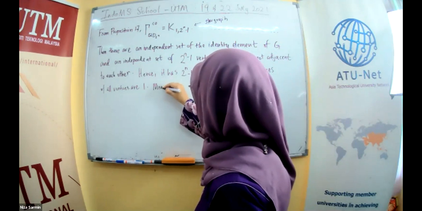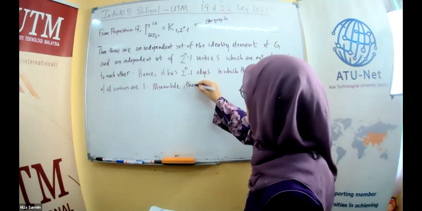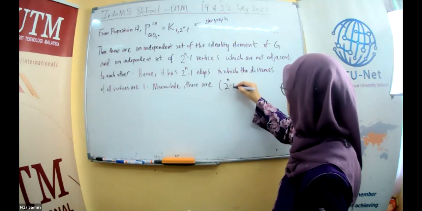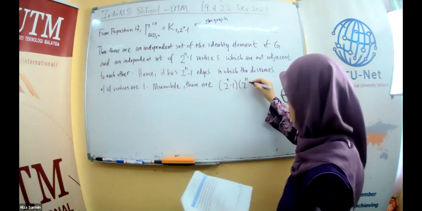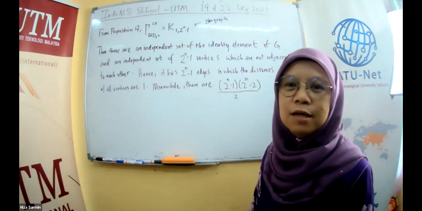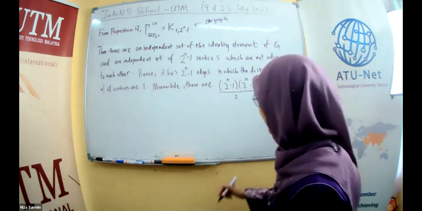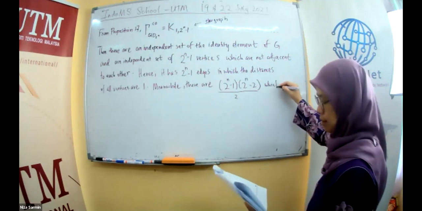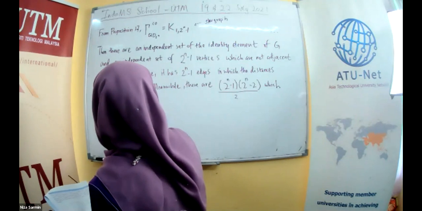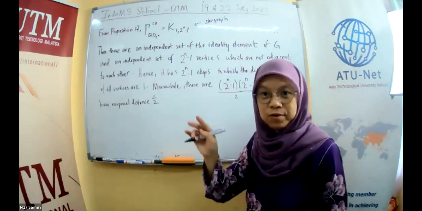Meanwhile, there are 2 to the n minus 1 times 2 to the n minus 2 over 2. This one I have to ask Nidia how I get this formula from the complete graph, which have reciprocal distance half, right? For the complete graph.